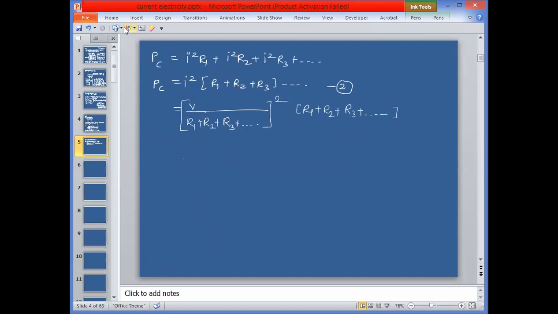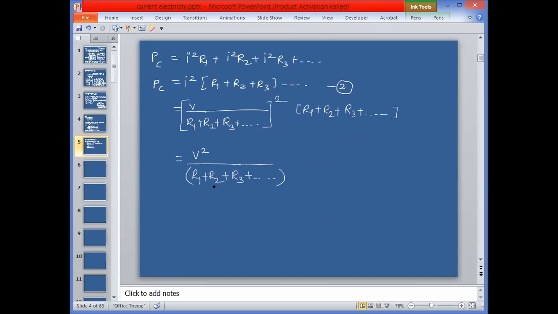Fine. Now what I can do is this. I can keep this variable V because it is given in the question. So keep it as it is. So that will become V square. Now this R1 plus R2 plus R3 square and this R1 plus R2 plus R3 will get cancelled with each other, and only R1 plus R2 plus R3 plus so on will remain in the denominator.